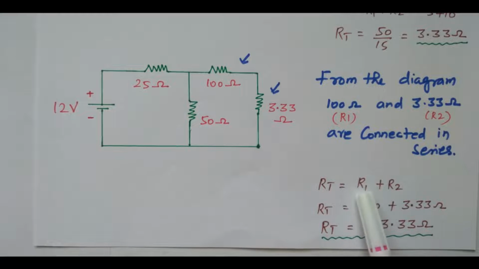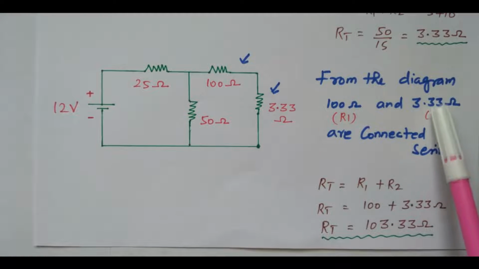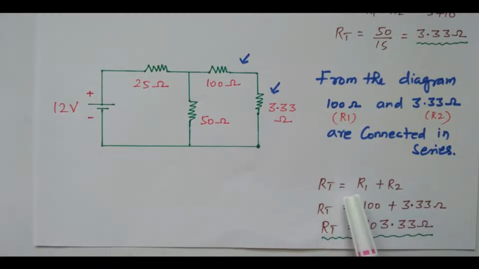If series, it means R1 plus R2. We will take 100 as R1, 3.33 as R2. So the resultant, if it is connected in series, is R1 plus R2, 100 plus 3.33 ohm, that is 103.33 ohm. These two are in series. The equivalent resistance will be 103.33 ohm.